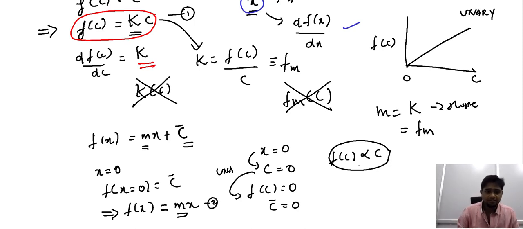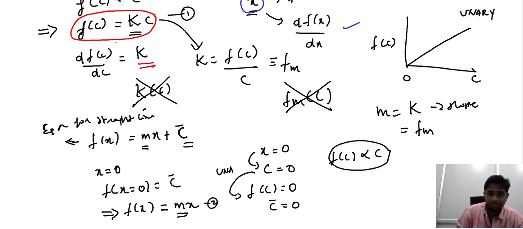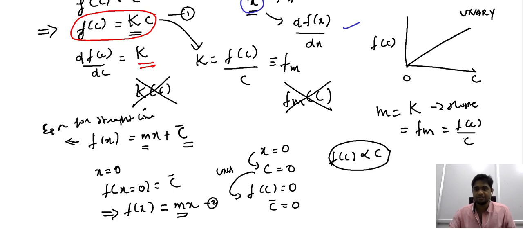Now, when we consider the equation for the straight line and we compare it to this expression here, we see that the linearly proportional relation ultimately leads to a straight line when you graphically represent it, and the slope of the straight line is equal to the constant of proportionality. It is also equal to the ratio of f of c by c.